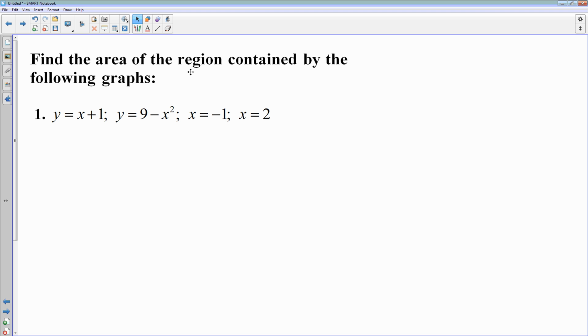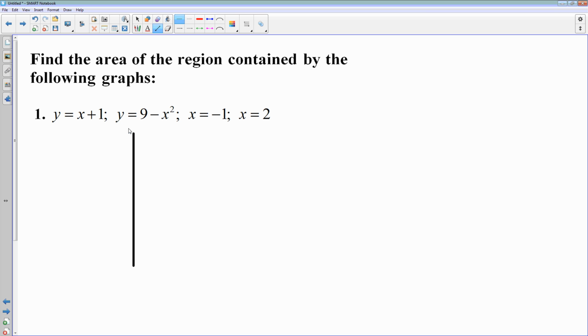Find the area of the region contained by the following graphs. And here I've given you four graphs: x plus 1, a line, a parabola, and then two vertical lines. And first thing you're going to have to do is visualize the region because you have to determine which function is on top or bottom or left or right. So let's start by graphing this.